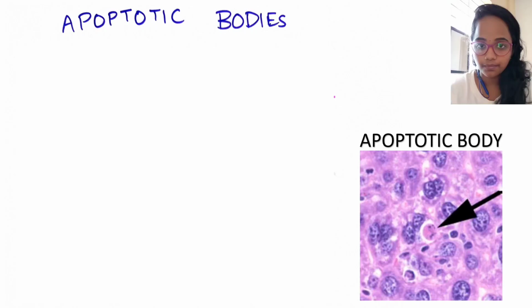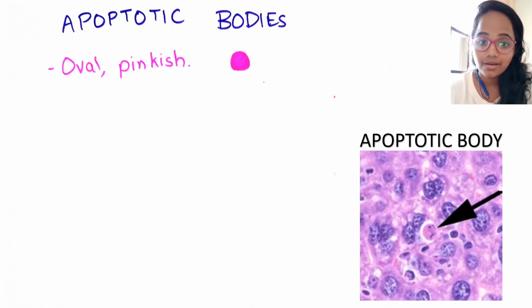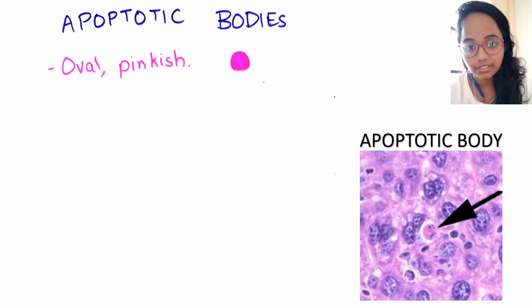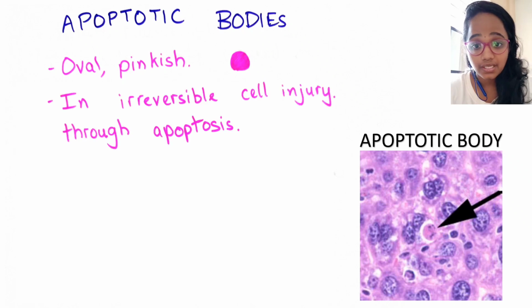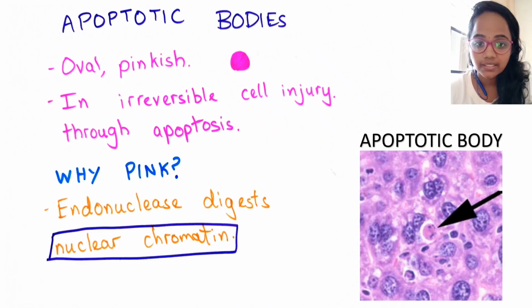What are apoptotic bodies? Apoptotic bodies are oval, round, pinkish in color, seen in irreversible cell injury, which will go for death by apoptosis. Why is it pink in color? In apoptosis, endonuclease gets activated. These enzymes digest all the nuclear chromatin material into equal size DNA pieces. Because of that, the DNA gets dissolved.